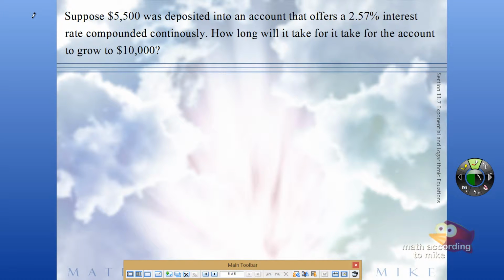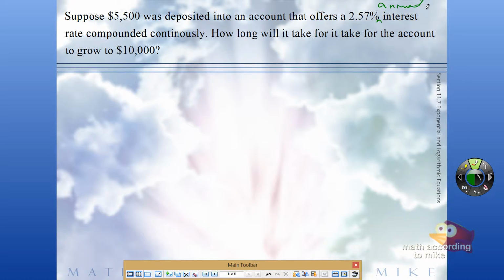Suppose $5,500 was deposited into an account that offers a 2.57% annual interest rate, compounded continuously. The word annual should be in here. Oops. How long will it take for the account to grow to 10 grand?